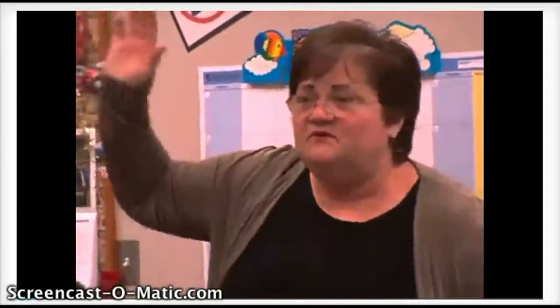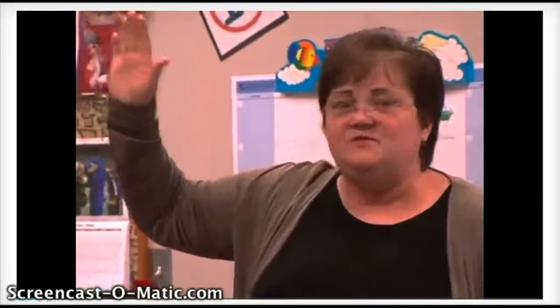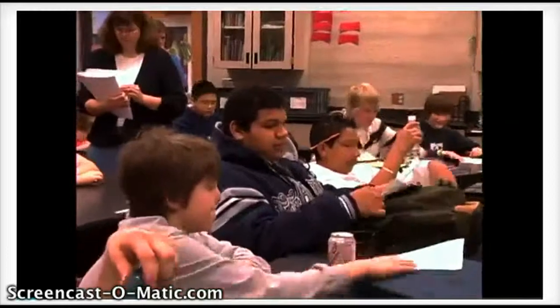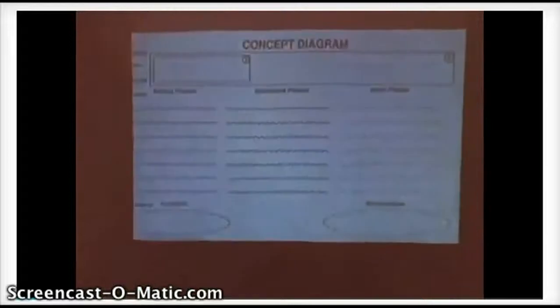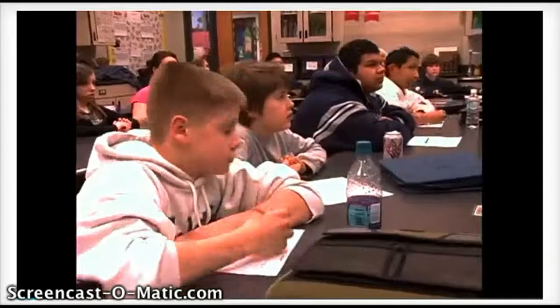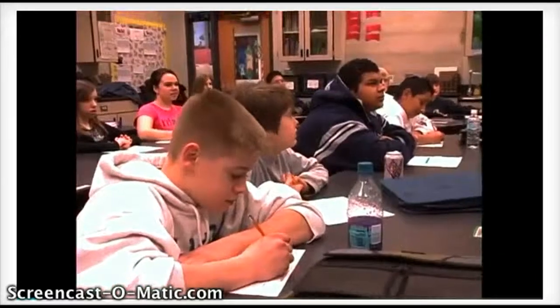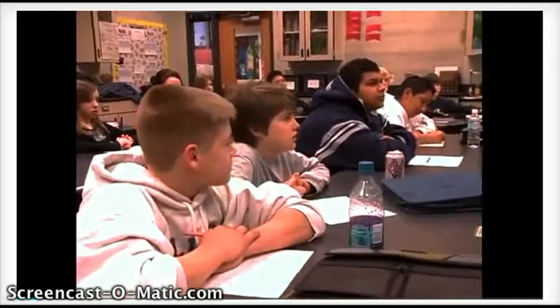How many of you have heard the word force before? Have you been talking about force? Okay, so I just want to introduce you to this tool first, and then we're going to start talking about force. What does that say at the top? Concept diagram. What we're going to do is talk about what you already know and come up with a definition.